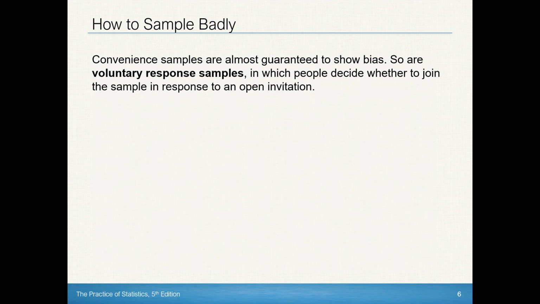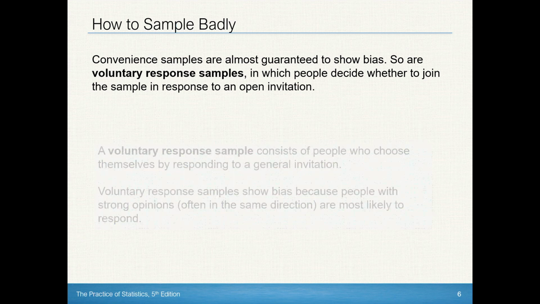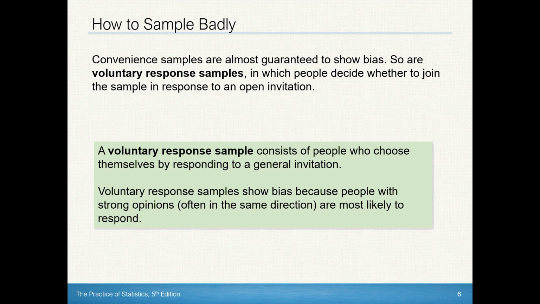So are voluntary response samples. Voluntary response samples come when people decide whether to join the sample. There's an open invitation. People just voluntarily join. These people often have very strong opinions and may not represent the larger population. Therefore, we have bias.